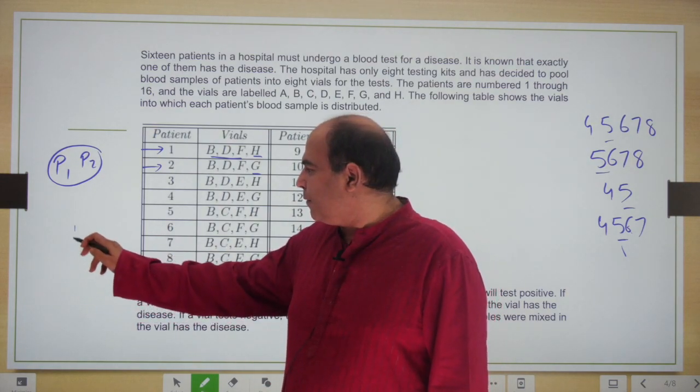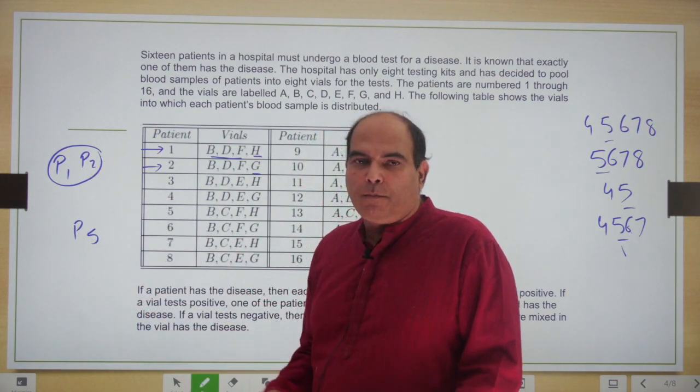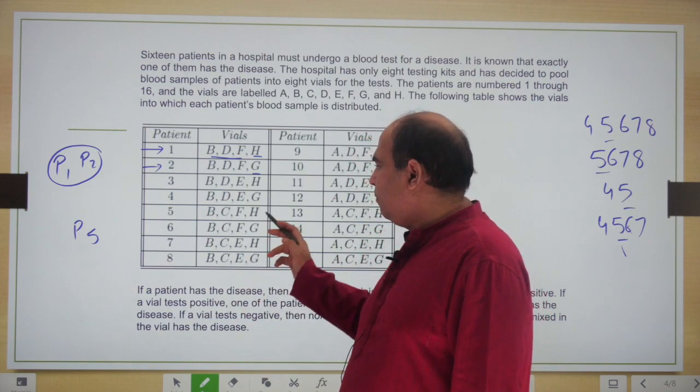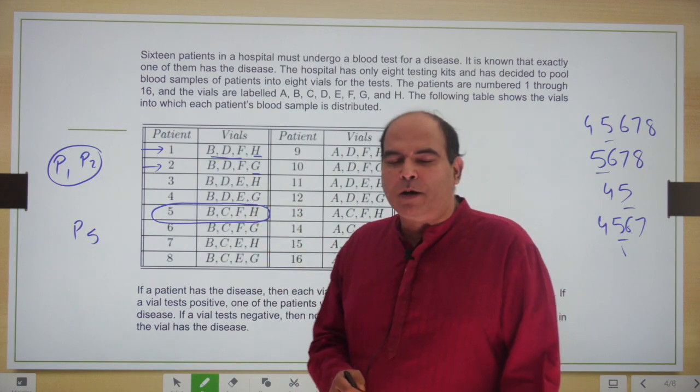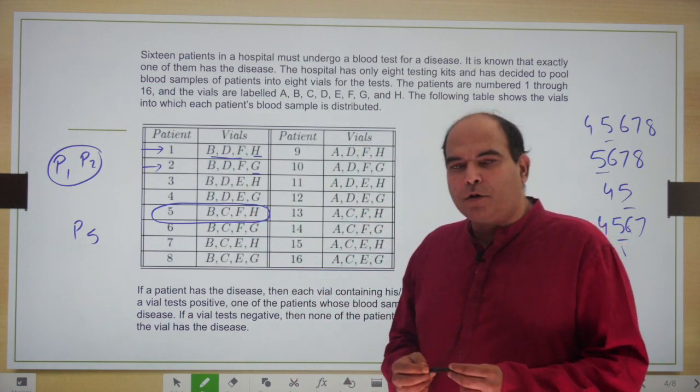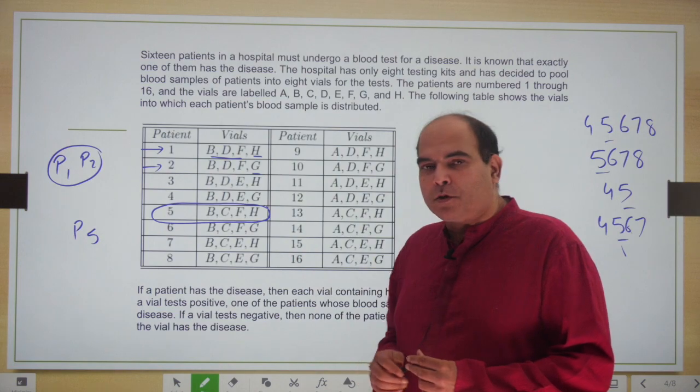Let's say patient 5 is infected. So patient 1 and 2 का blood mix होने से patient 5 का ही sample में, the vials in which patient 5's blood goes, only those samples will turn positive. So in this case there will be 4 possibilities.